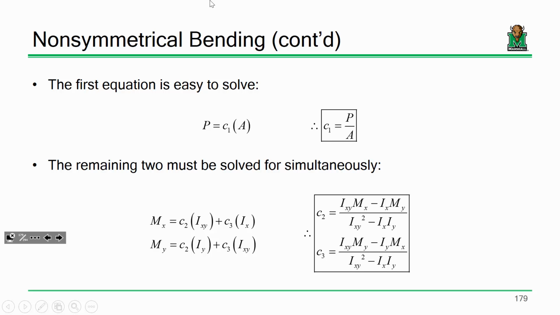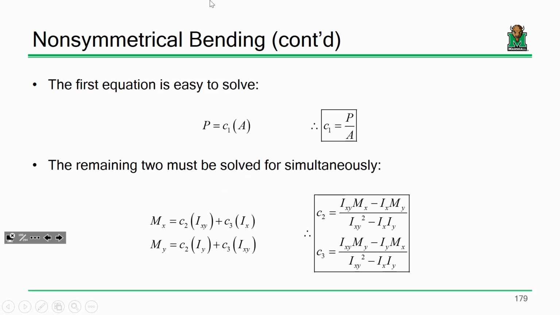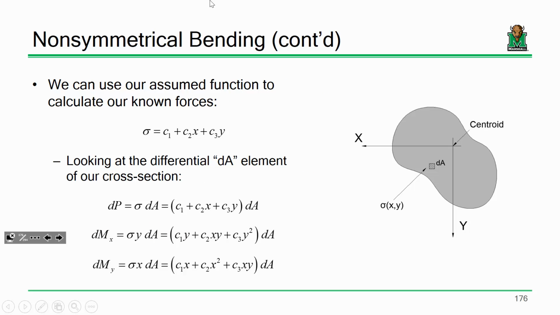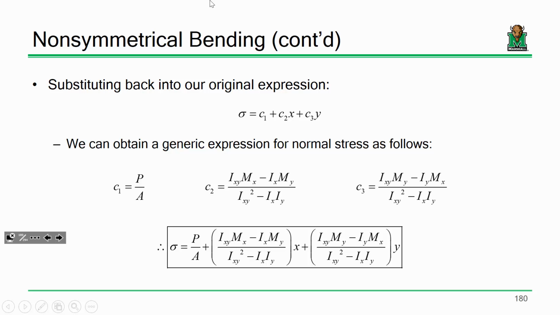Sound good? So when it's all said and done, there's your bending stress equation in that box there at the bottom. P over A plus that quantity in the parentheses times X plus that quantity in the parentheses times Y. In other words, if I'm looking at some beam with some arbitrary cross-section and I want to know the stress right there, just tell me what the X and Y coordinates are. That's X, that's Y, plug and chug. And that's it. It's that simple. Okay? Anybody have any questions? It's really not that bad.